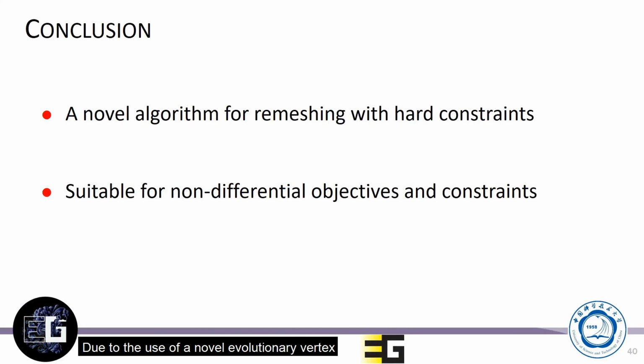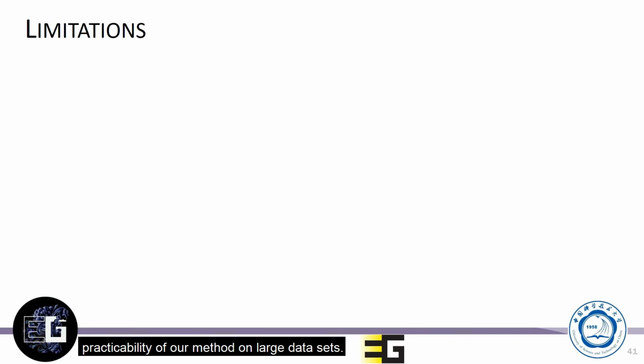Due to the use of a novel evolutionary vertex optimization technique, our method is suitable for non-differentiable objectives and constraints, such as minimizing the two-sided Hausdorff distance. We successfully apply our method to two applications: error-bounded Delaunay mesh simplification and error-bounded angle improvement. We have demonstrated the effectiveness and practicability of our method on large datasets.